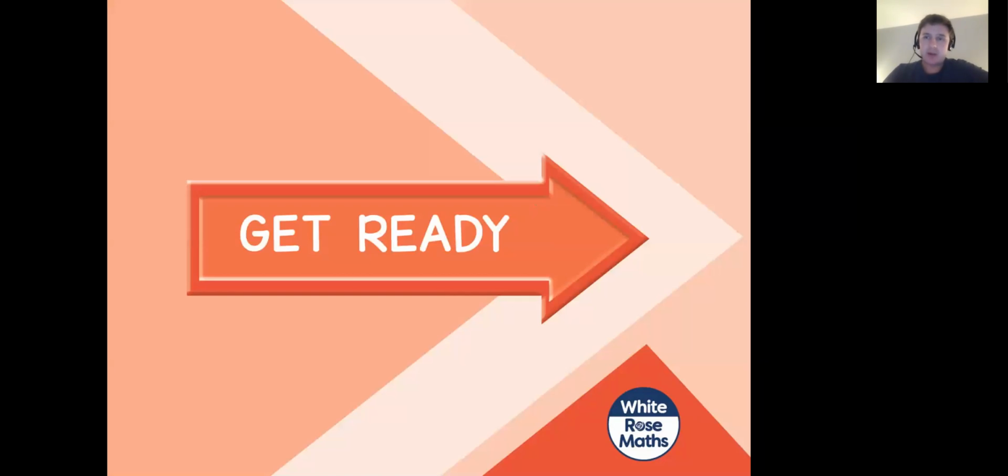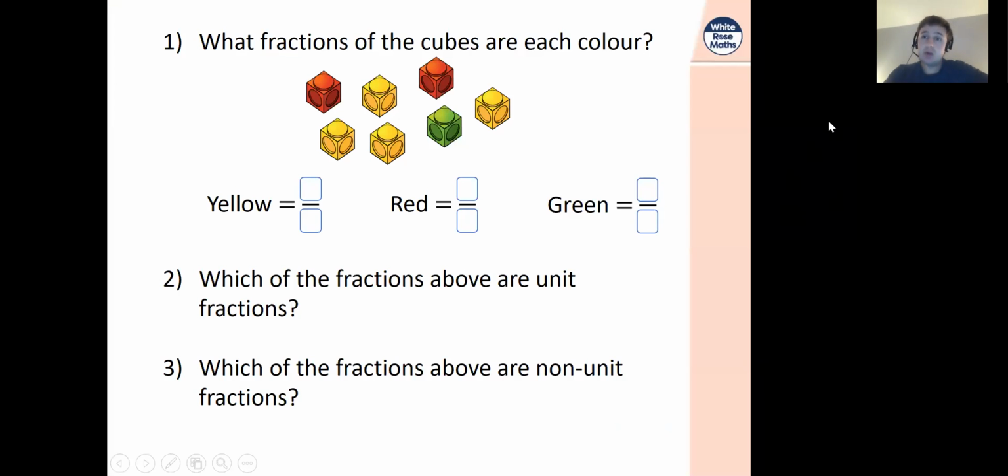Okay, so before we get going, some questions to get us warmed up to do with fractions. And there we are, we've got a set of cubes, 3 different colours, and I'd like you to tell me what fractions of the cubes are each colour, and then there's another couple of questions to have a go at there. Pause the video now and have a go.